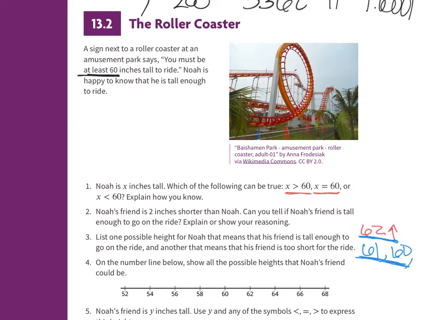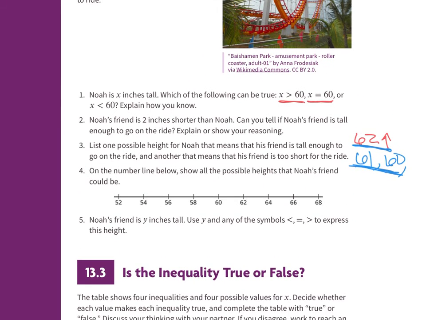On the number line, show all the possible heights that Noah's friend could be. Okay? Well, if Noah is 60, that means his friend is 58. Okay?